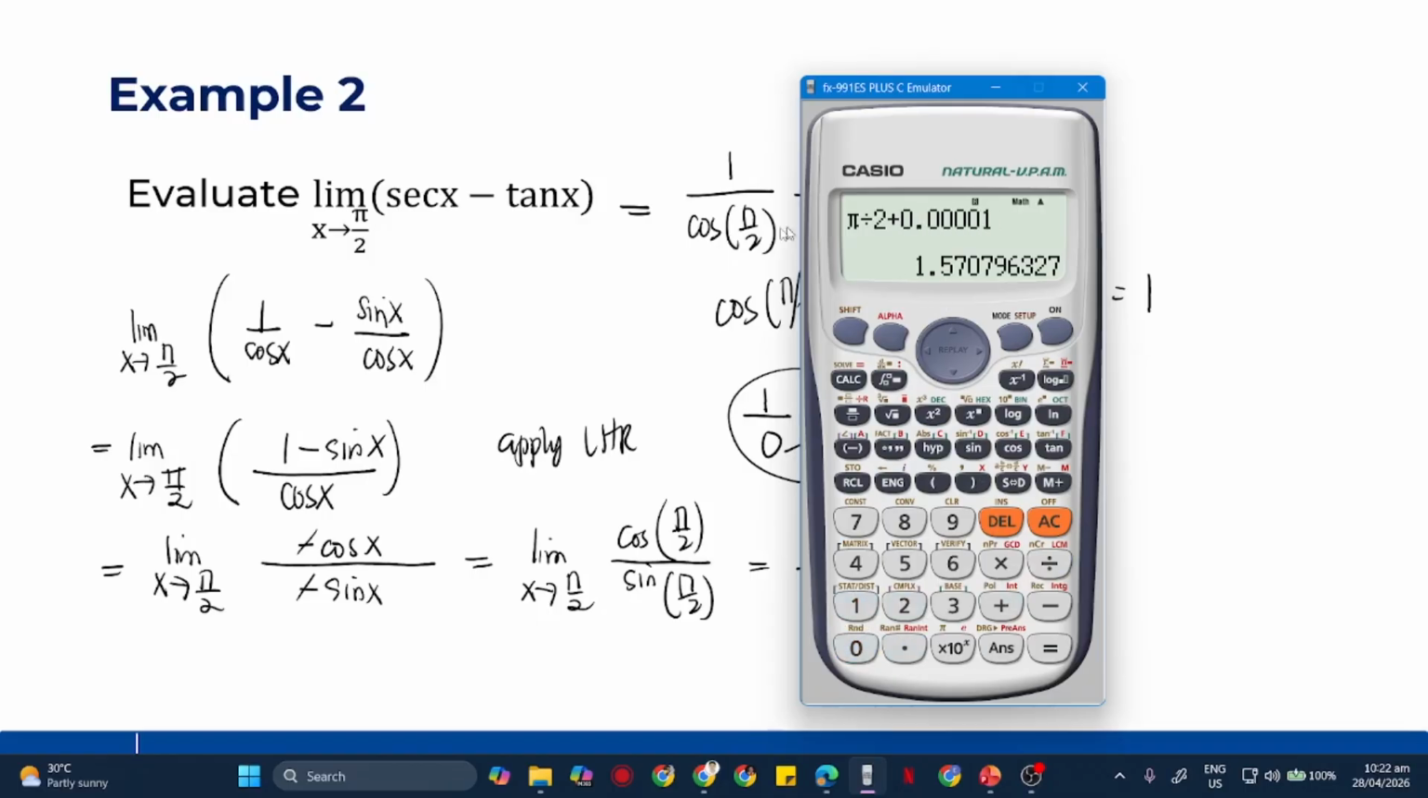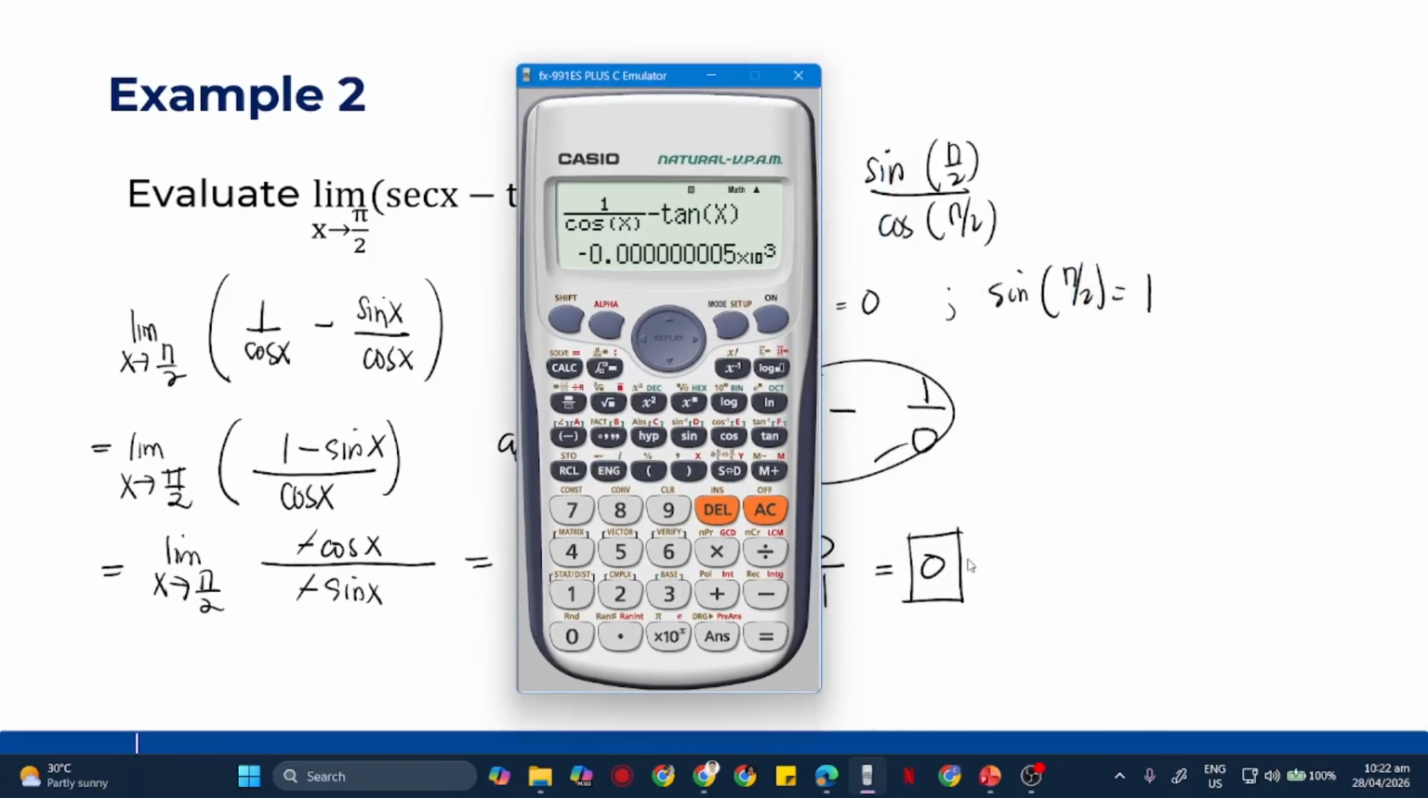Meaning to say, you are approaching pi over 2, but not exactly pi over 2. You would get what? Okay, if we expand this, you would get approximately equal to 0. Okay, 0 yan. It's not negative 0, because 0 has no sign, negative or positive. So, 0 yan, di ba? Tama ba?